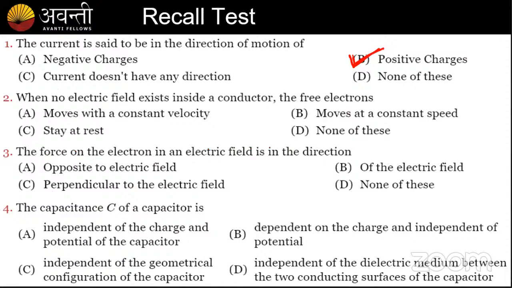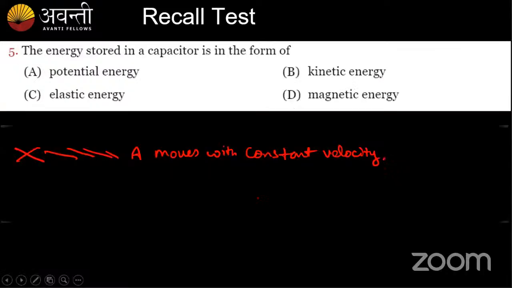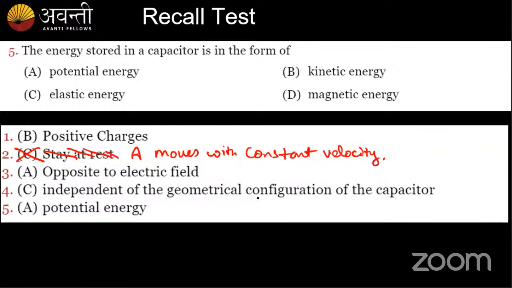So fourth question, the capacitance C of a capacitor is independent of charge and potential of the capacitor, dependent on the charge and independent of potential. My capacitor always depends only on the geometrical configuration of the conductor. So yes, next the fifth.